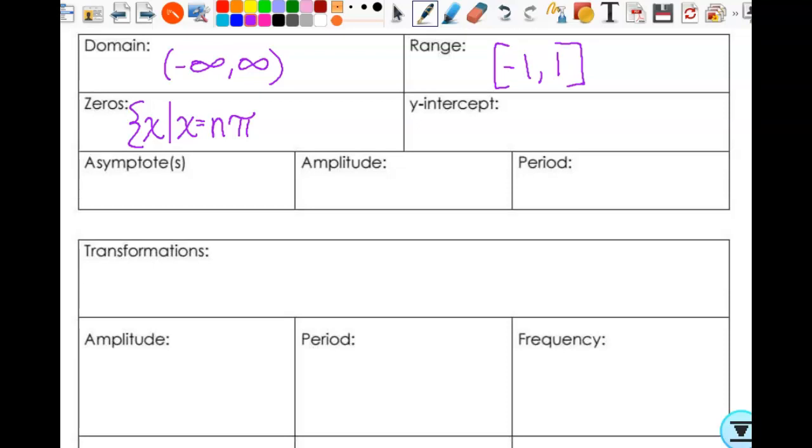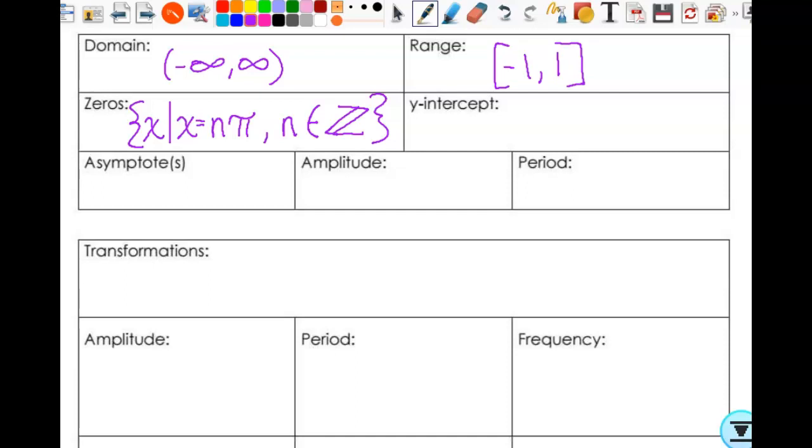But n can't be 1/2, right? N can't be pi even. So this is where I have to say where n is an element. So it's this weird looking e thing that means element. It's actually a Greek letter. Element of the integers. We have to say that so that we can't use partial numbers. Okay? Again, I want you to understand what that says. I want you to understand why we have to do it. I'm not going to ask you what the zeros are and expect you to write that at this point. Okay? We good on that?